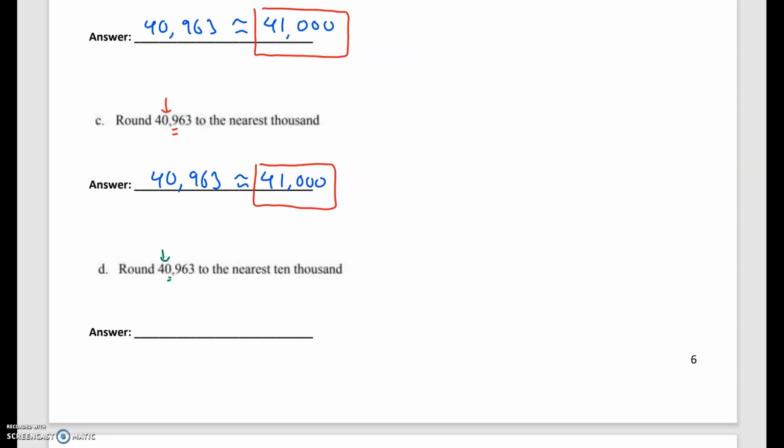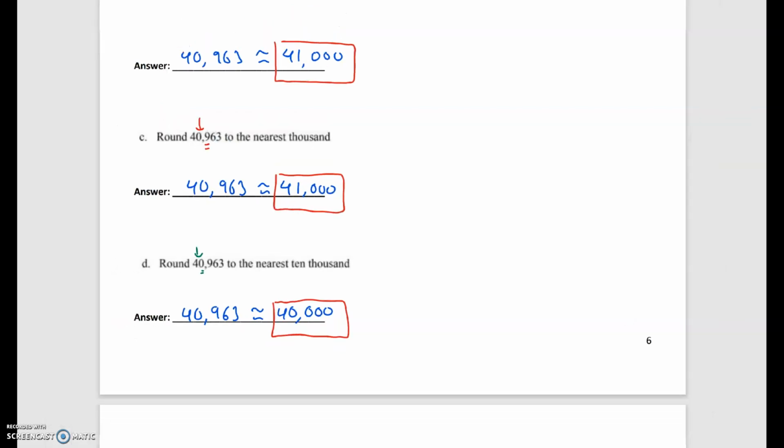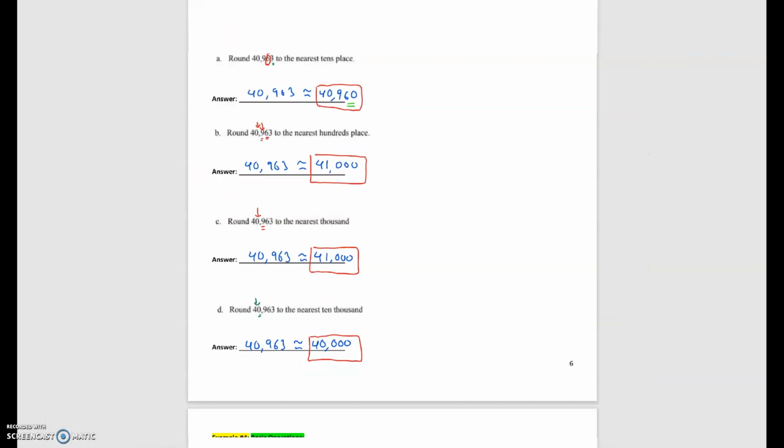So let me rewrite it as 40,963. It's going to be approximately 40,000, or 40,000 rounded to the nearest 10,000. That's actually it on this set of problems.